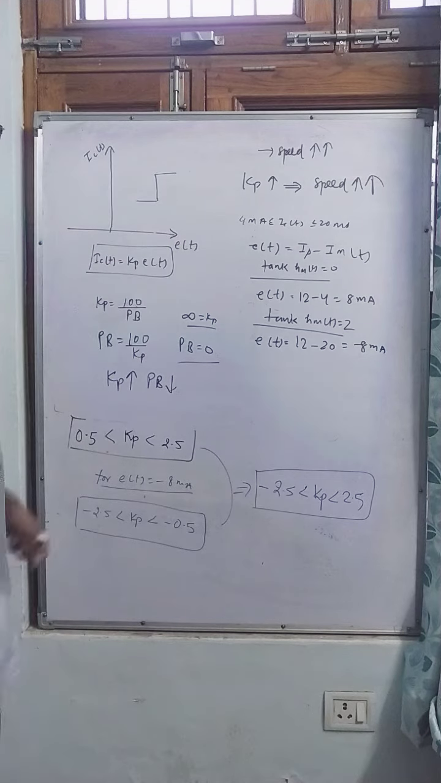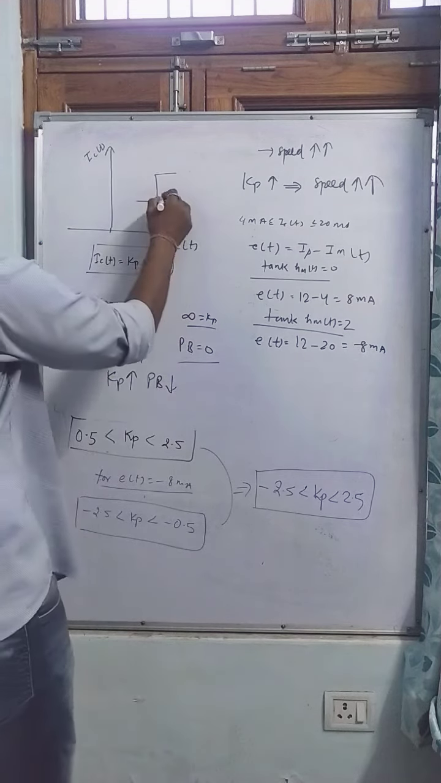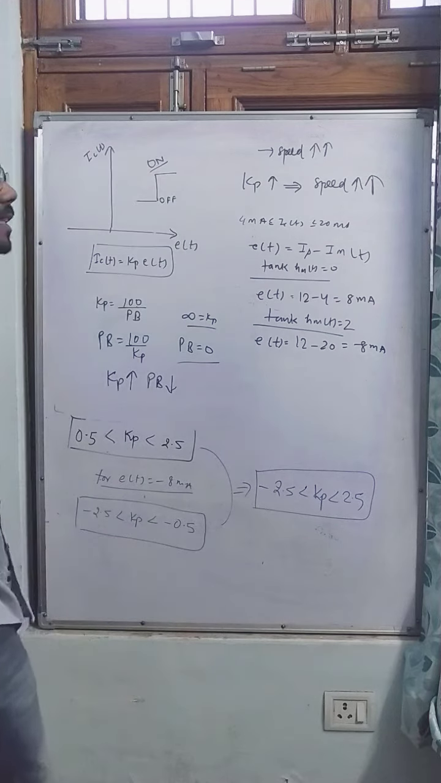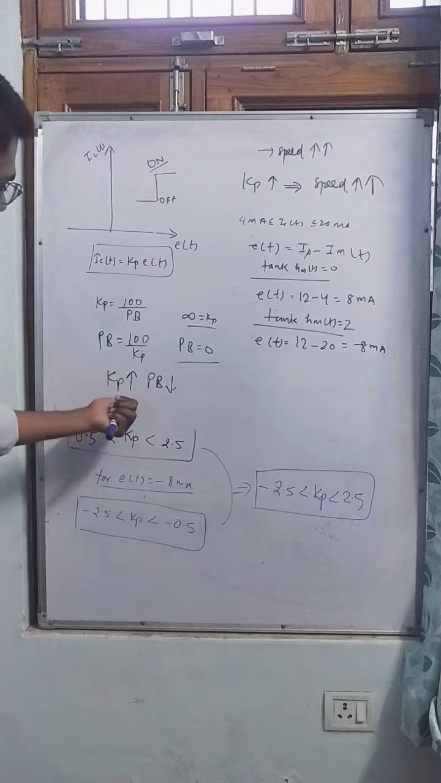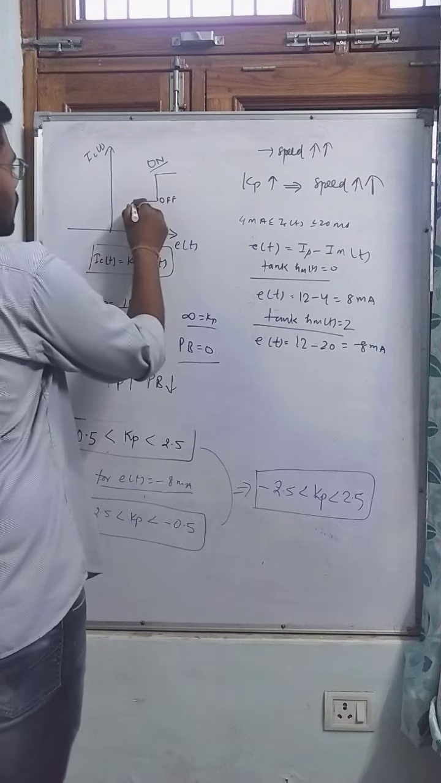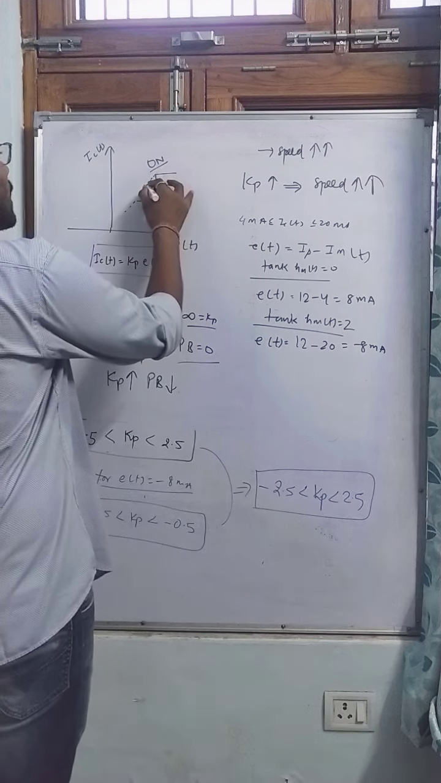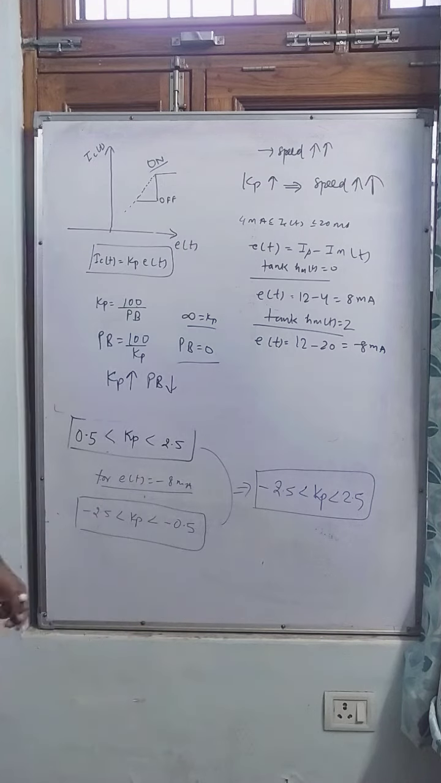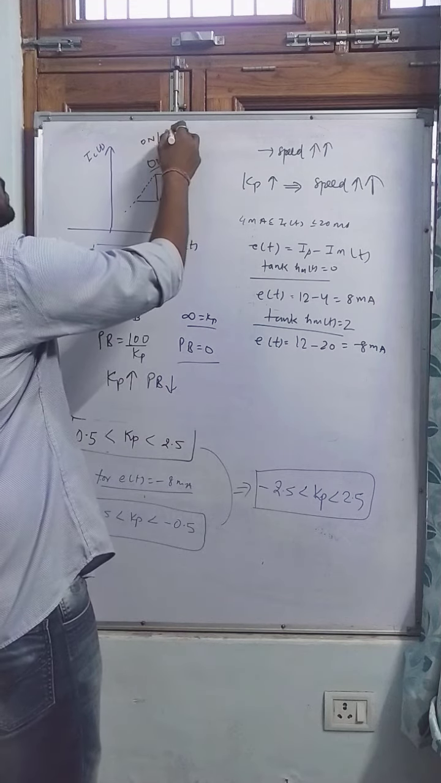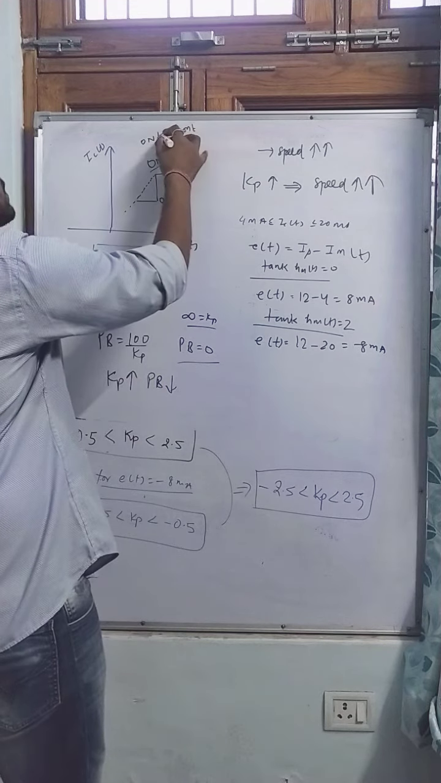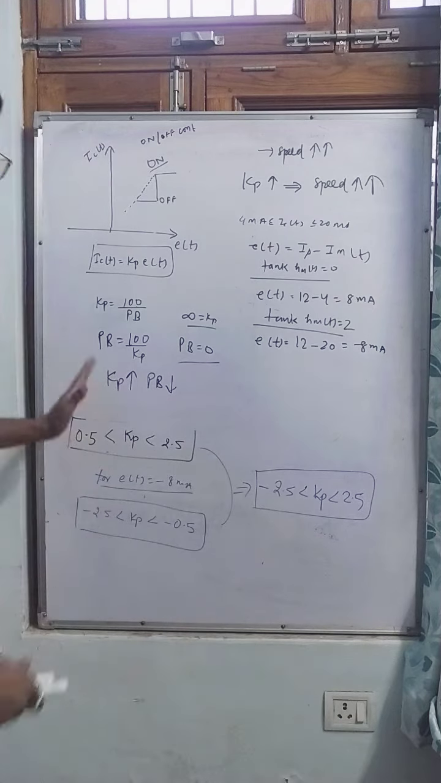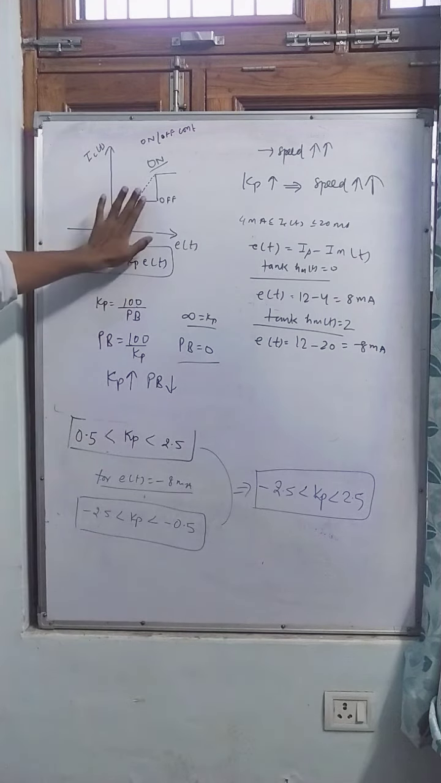And what is this controller? This is an on-off controller. Yes or no? If you keep Kp at infinity, the proportional band will become 0. Yes or no? And the proportional controller will become an on-off controller. Okay. Fine. So we never prefer an on-off controller.